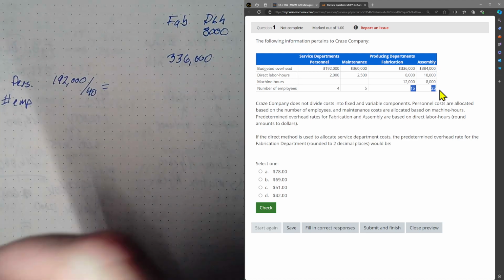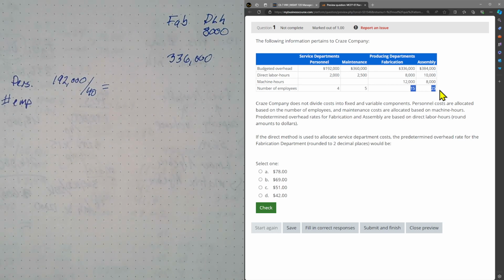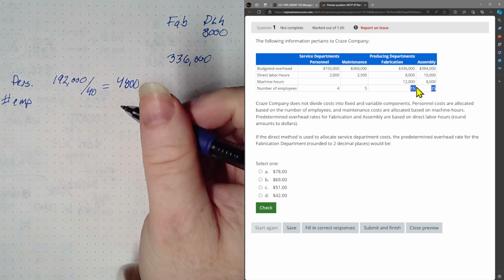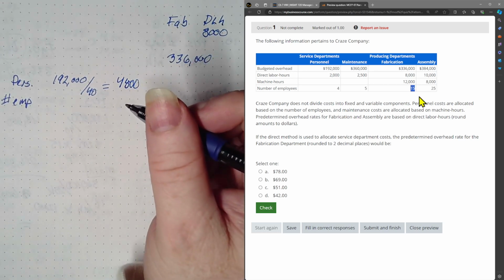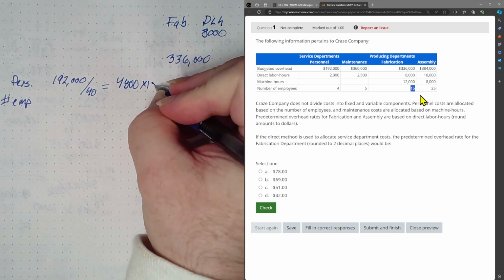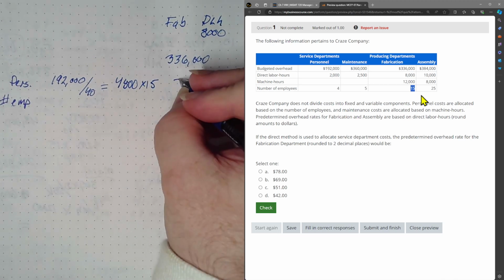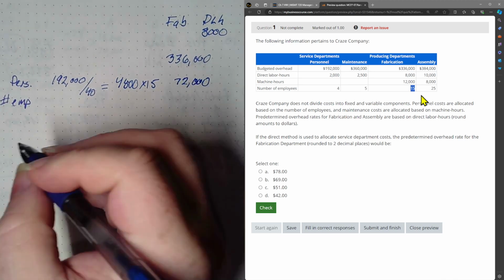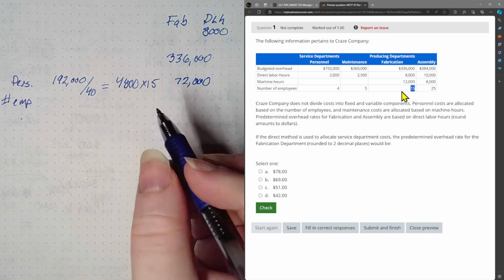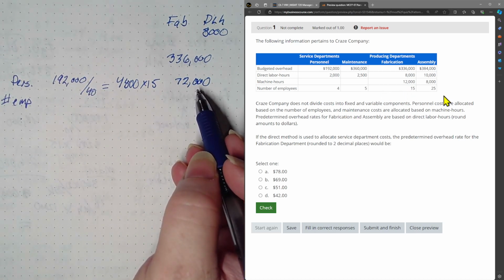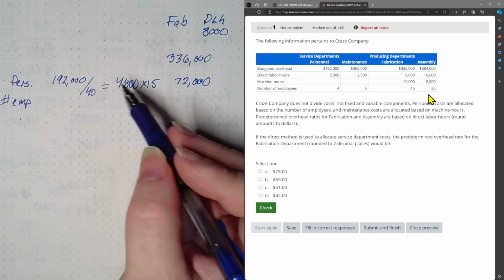It is $4,800 per employee. How many employees did fabrication have? 15. Multiply that out. Should come to 72,000. Now your numbers will be a little different, obviously. So of the 192,000, based upon a ratio of 15 to 25, 72,000 gets applied to fabrication.